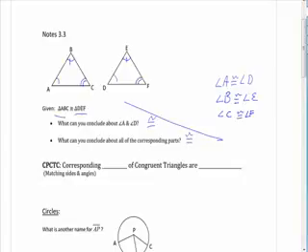And we could also list the corresponding sides. We could say AB congruent to DE. We know that BC is congruent to EF, and that AC is congruent to DF.